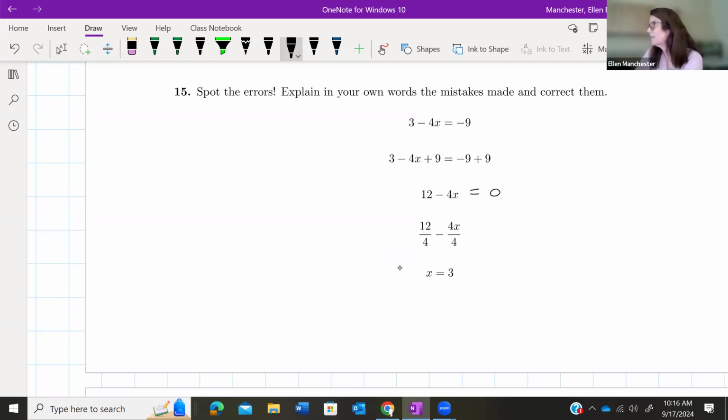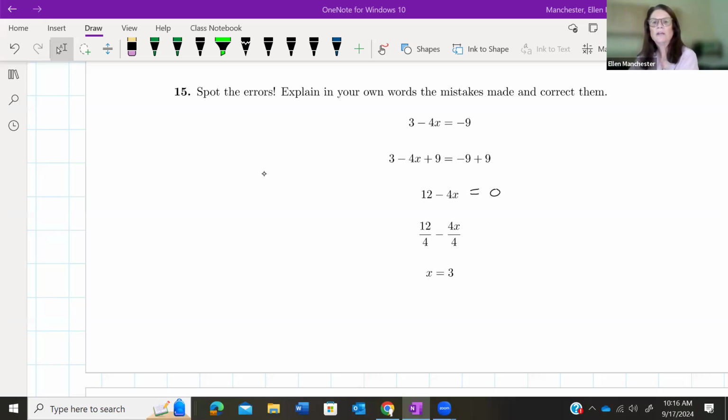Which still, is it wrong? Not necessarily. They're just making more work for themselves. So there's definitely a strategy for these. And the strategy is you want to make sure that you put the numbers on one side. Good, Yahira. The numbers on one side and the variables on the other. And again, it doesn't matter which side you go to. You just be consistent. Just try to be as consistent as you can.